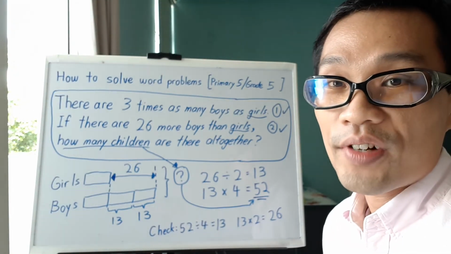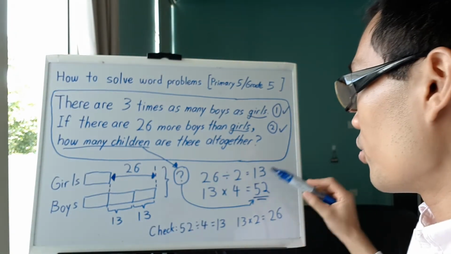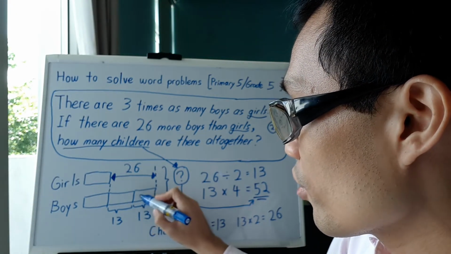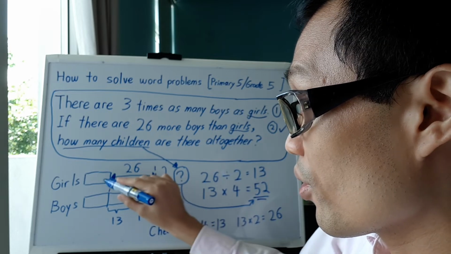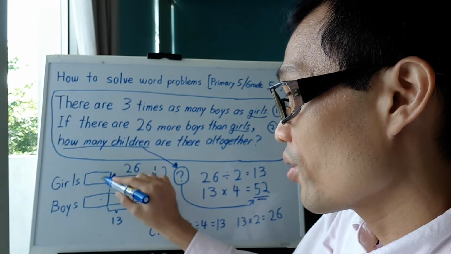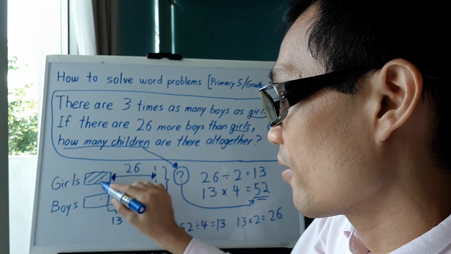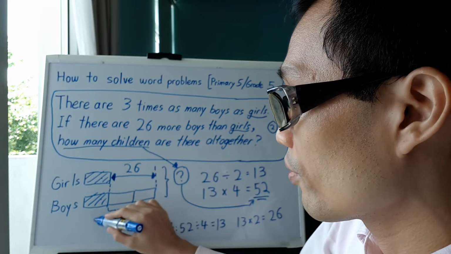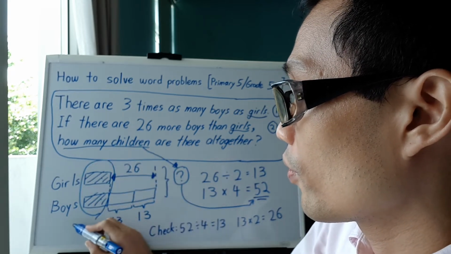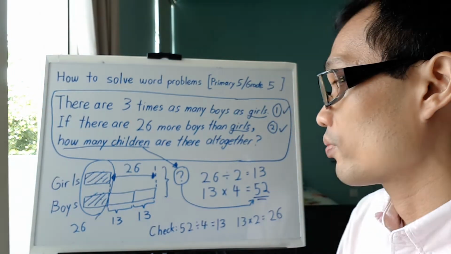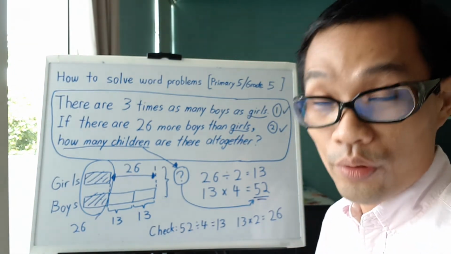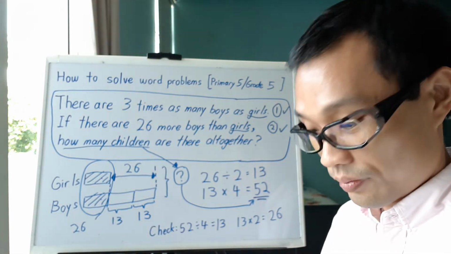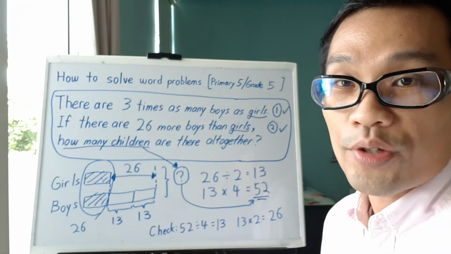Now, there's also another very subtle hint that tells you that you don't need to do 2 steps. If you observe very closely, these 2 units make up 26. So the total number of children for these 2 units over here, which I'm going to shade, is also 26. So it can be 26 plus 26, which equals 52. I hope you have understood today's word problem.